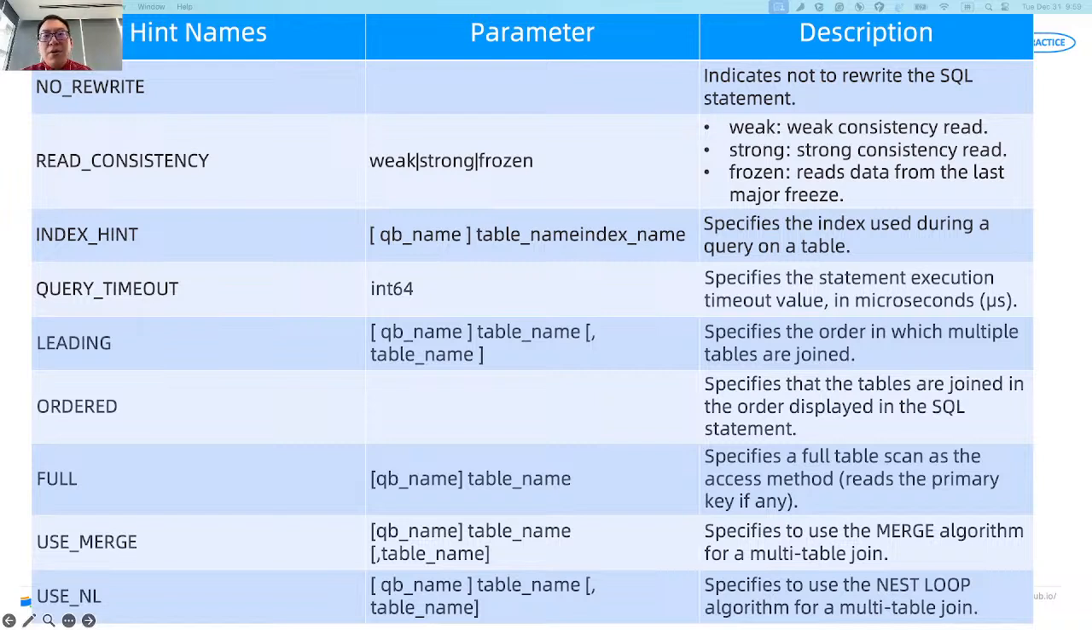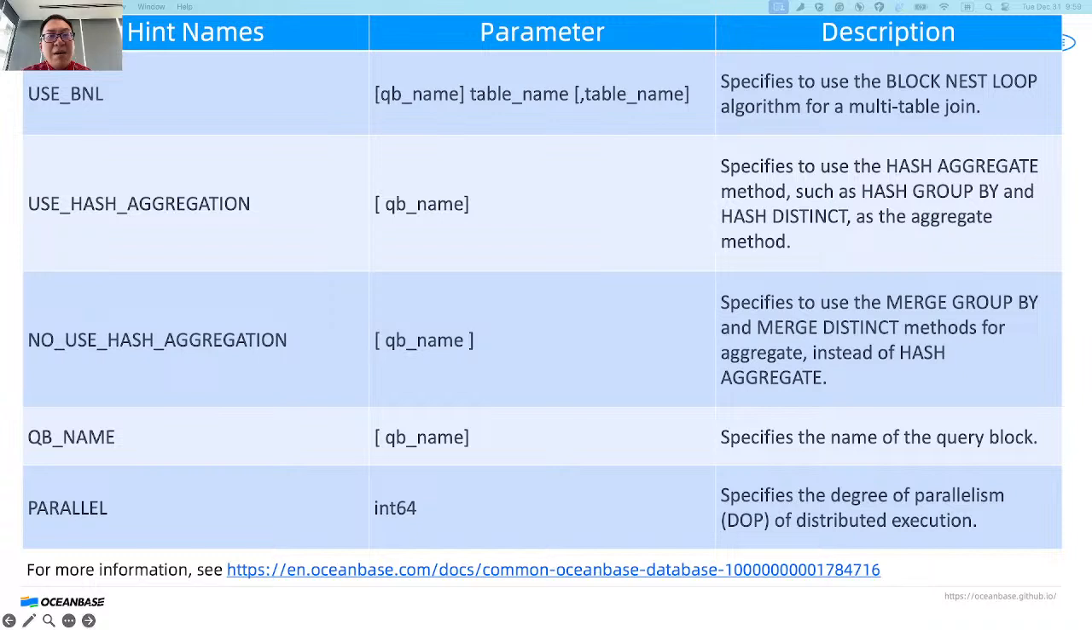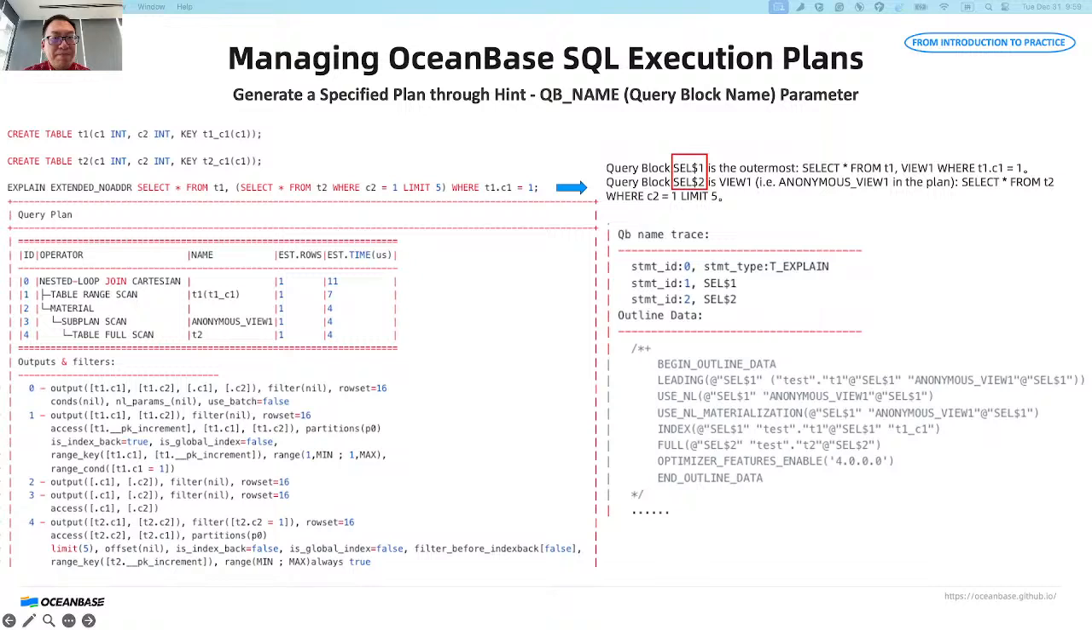From this table, you can see the hint parameter names, semantics, and descriptions. There are many types of hints. Please refer to the official website after this lesson for details. Hints often require you to specify a query block name. Next, let's talk about what the query block in the hints does.